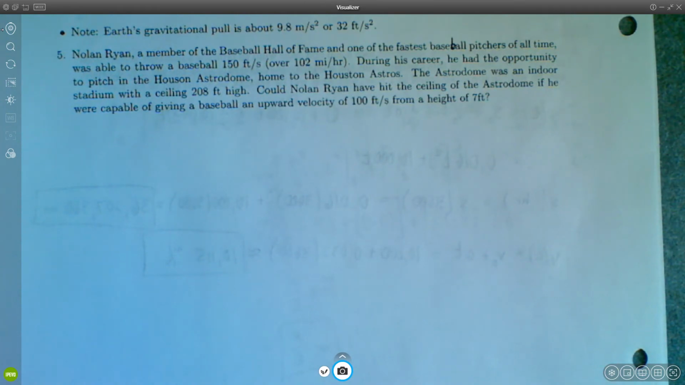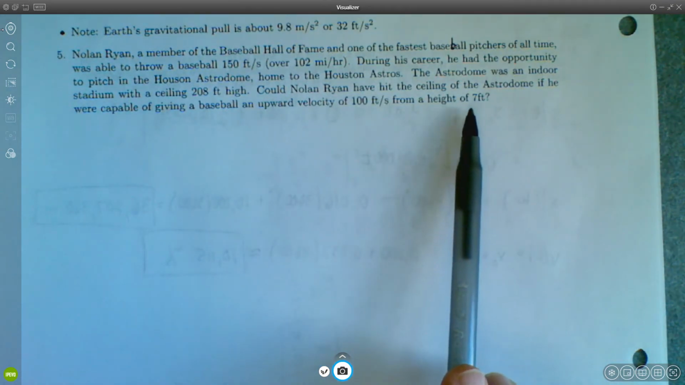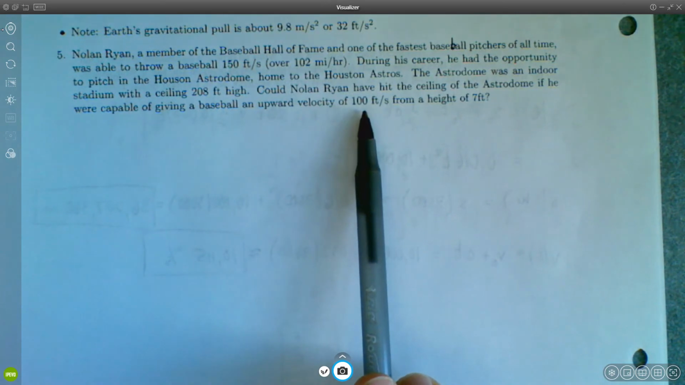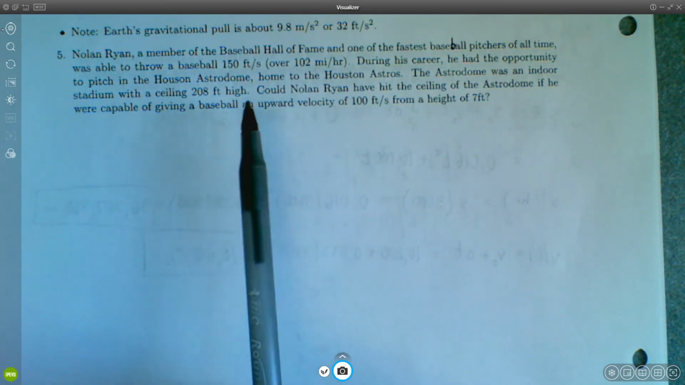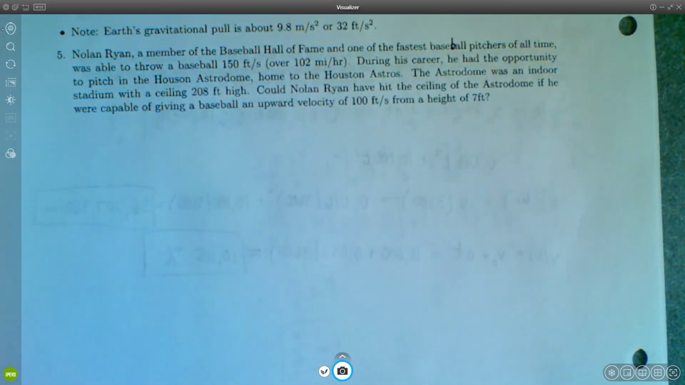Well, this is an interesting question. What's interesting about it is that he's going to throw the ball straight up into the air with an initial velocity of 100 feet per second, but as soon as the ball leaves his hand, gravity is going to start to pull it down at a rate of 32 feet per second squared. In other words, the acceleration is negative, right? The acceleration is negative 32 feet per second squared.